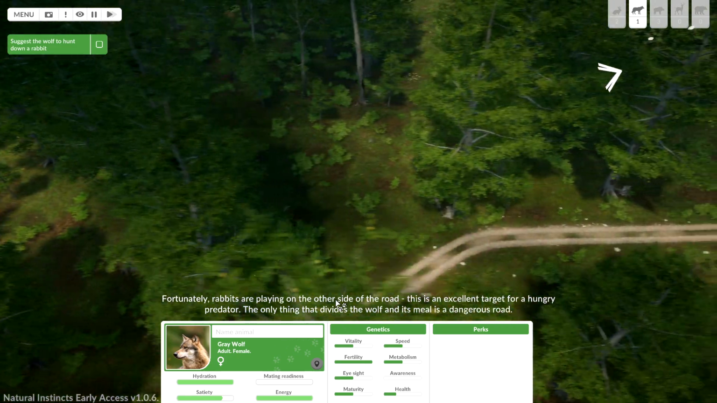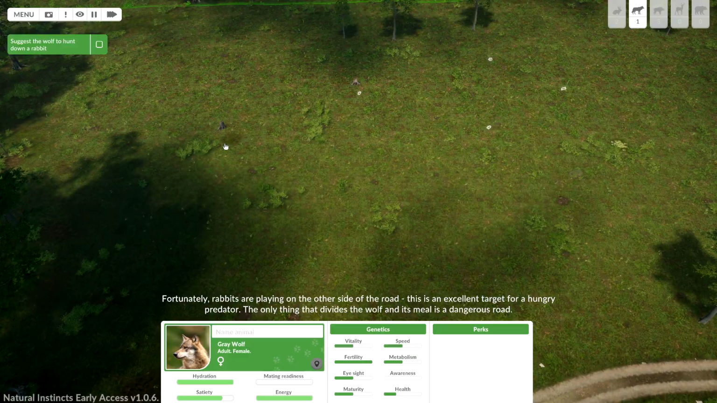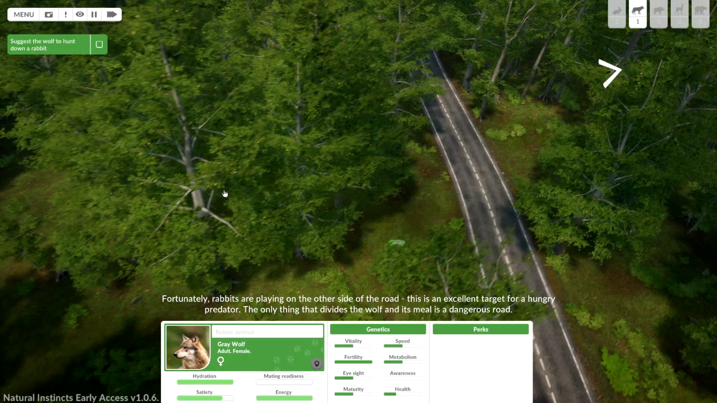Fortunately, rabbits are playing on the other side of the road. This is an excellent target for a hungry predator. The only thing that divides the wolf and its meal is a dangerous road.